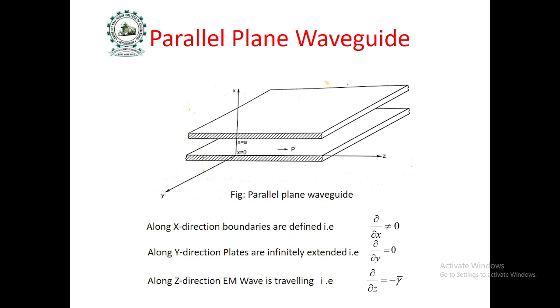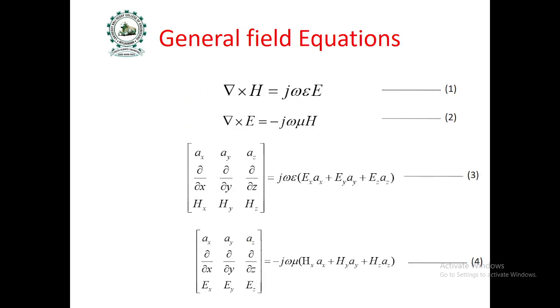So these are two conducting walls arranged parallelly. It is called a parallel plane waveguide. Here assume the wave is traveling along the z direction. Assume plates are infinitely extended along x and along y, so there is no variation of field components. From the two Maxwell equations, I am going to derive general field equations for the parallel plane waveguide.